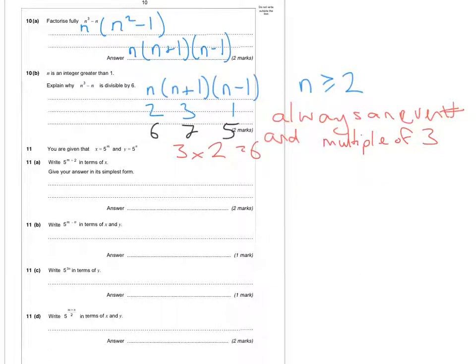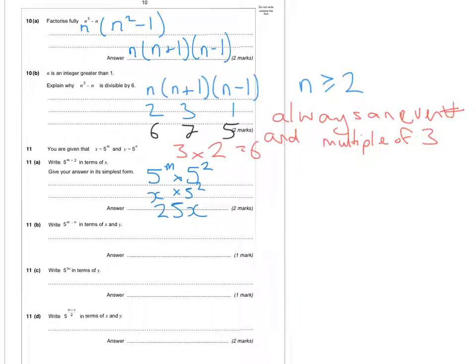Okay, you're given that x equals 5 to the power of m and y equals 5 to the power of n. Write 5 to the power of m plus 2 in terms of x. Okay, so that is 5 to the power of m times 5 squared. When you multiply, you add the powers, so m plus 2. That means that is x times 5 squared, which is 25x.